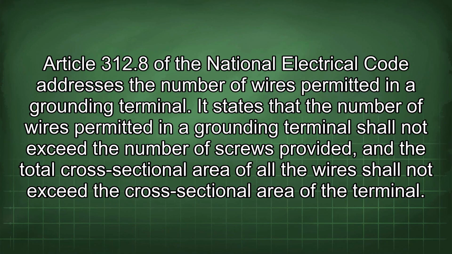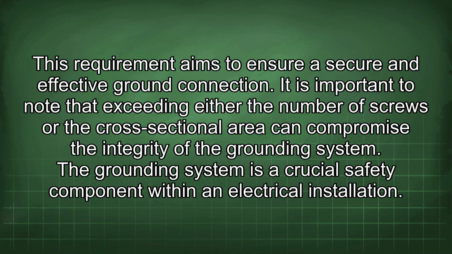Article 312.8 of the National Electrical Code addresses the number of wires permitted in a grounding terminal. It states that the number of wires permitted in a grounding terminal shall not exceed the number of screws provided, and the total cross-sectional area of all the wires shall not exceed the cross-sectional area of the terminal. This requirement aims to ensure a secure and effective ground connection.